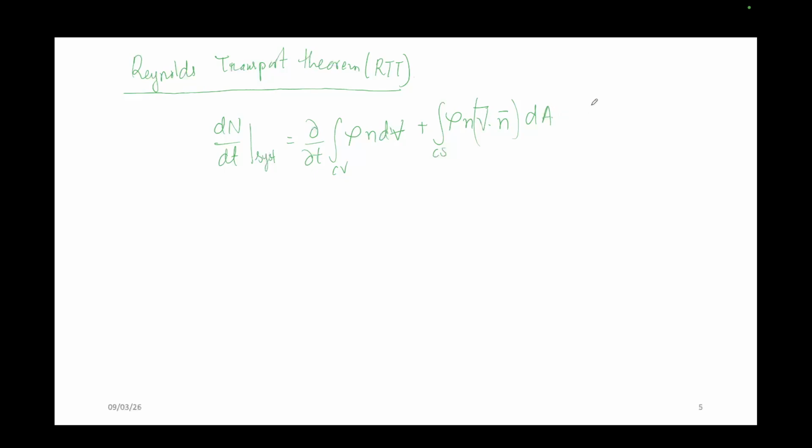So this is the equation. In this equation, capital N basically means an extensive property, which means it depends on the mass. And small n here is the intensive property of N, which will be N by mass, right?